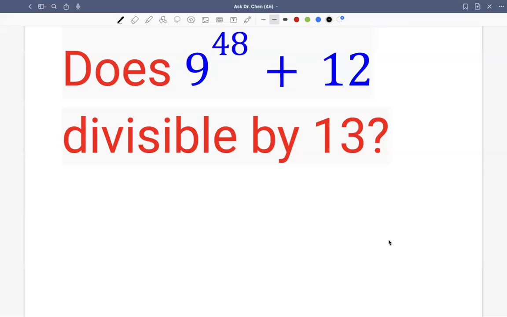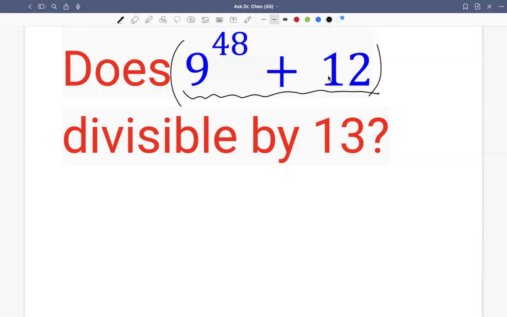Let's see this question. We want to find out if 9 raised to the 48 plus 12 is divisible by 13, which means 13 is a factor of this number. So how do we do that? Obviously we need to break it into factors. As long as one factor can be divided by 13, we can say this number is divisible by 13.